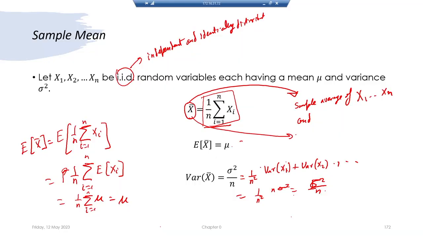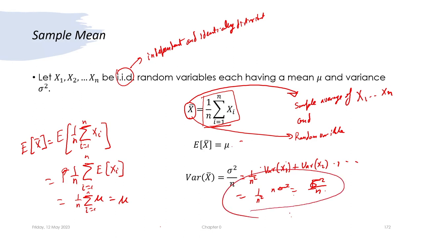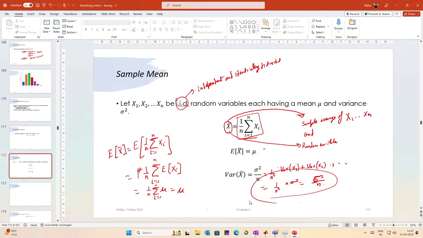So, the first thing is that the sample average is a random variable, and it has a mean that stays fixed and a variance that goes down as 1 over n. So, let us try to simulate this result.